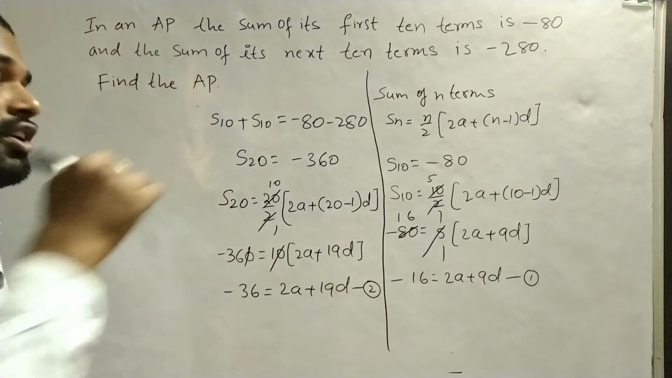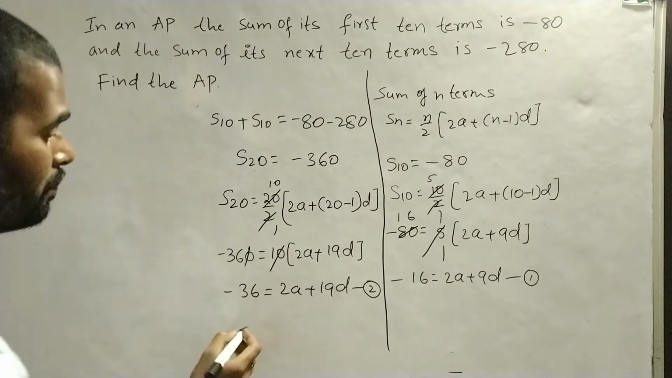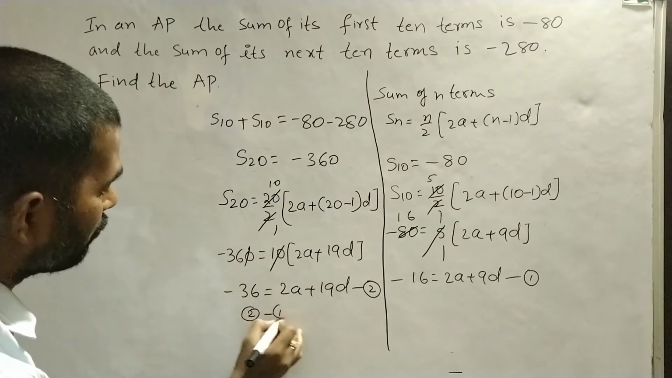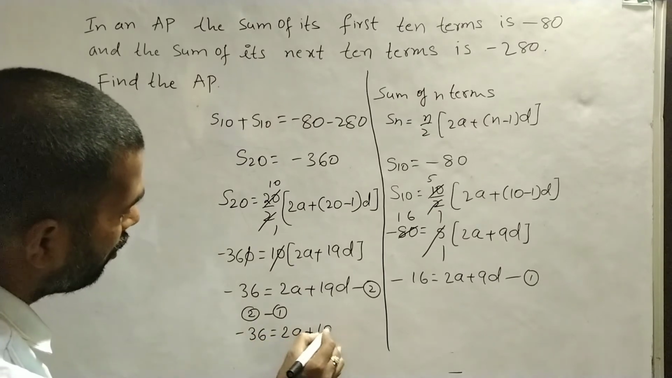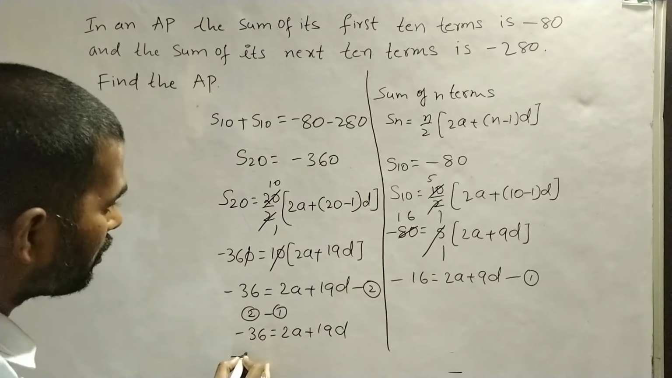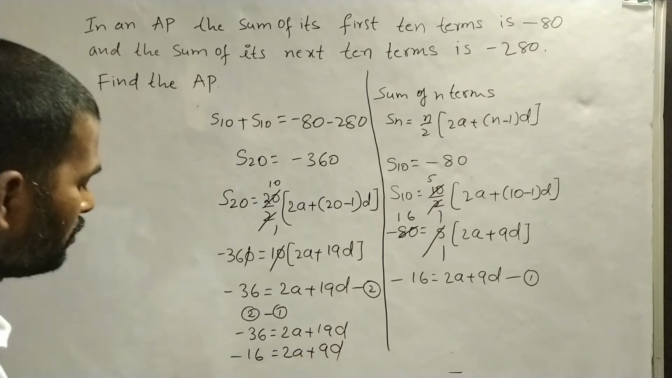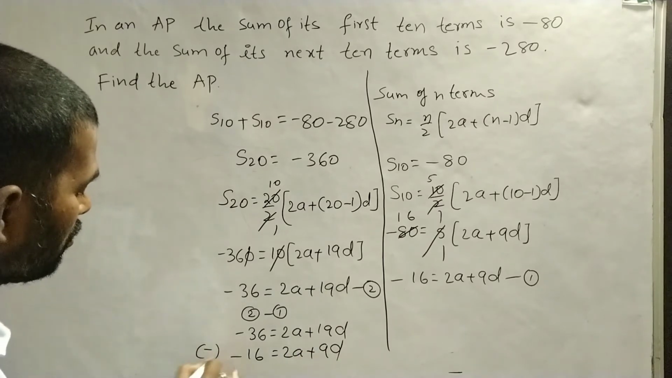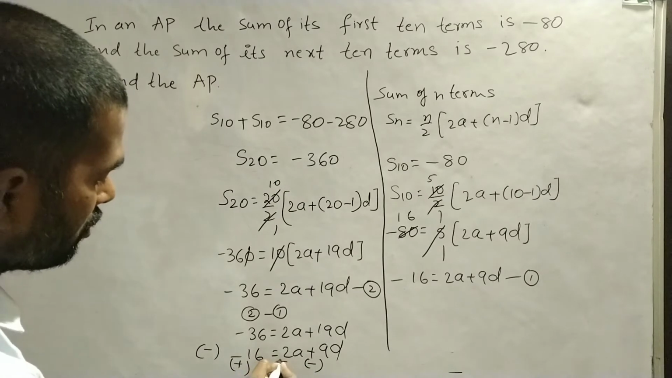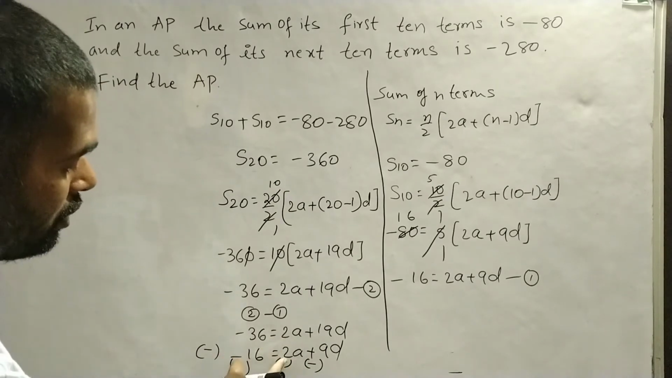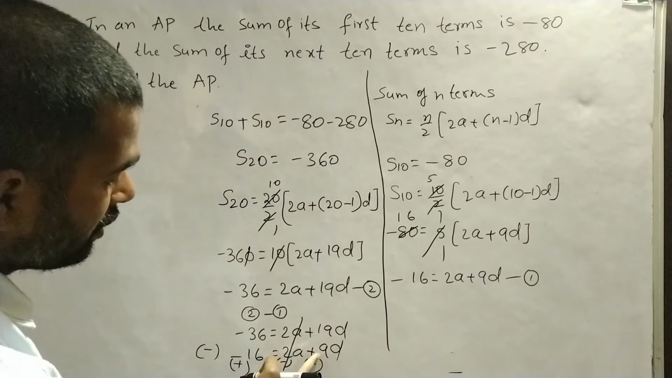We can solve equation 1 and 2. We will write equation 2 minus equation 1. Equation 2: minus 36 equal 2a plus 19d. Equation 1: minus 16 equal 2a plus 9d. So subtraction, this will be minus, this will be minus. 2a minus 2a cancels. Then 19d minus 9d.